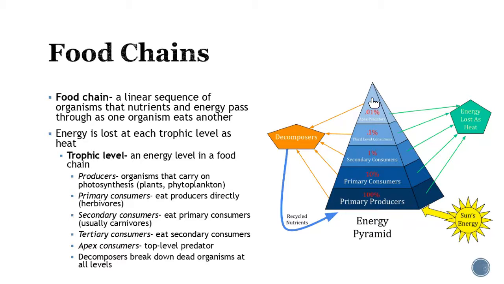top level predators. So one thing you should notice is as you go through each level, the energy level keeps getting less. So you're going to have to eat more to get more energy, depending on where you fall on this trophic pyramid.